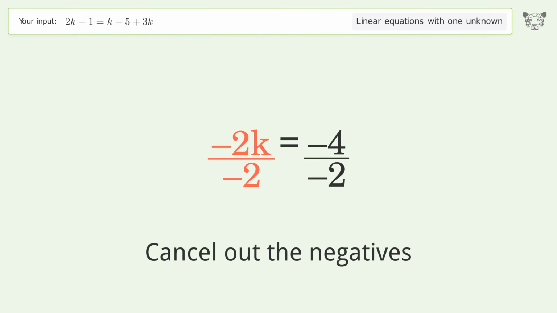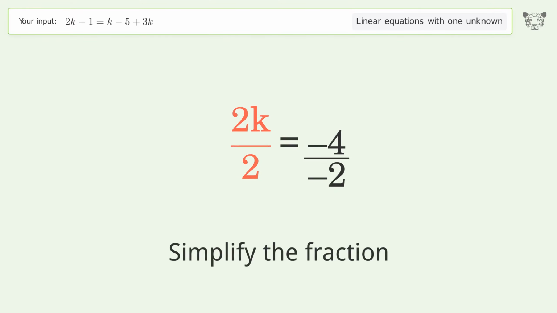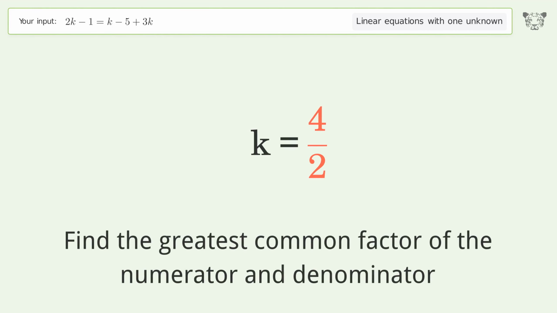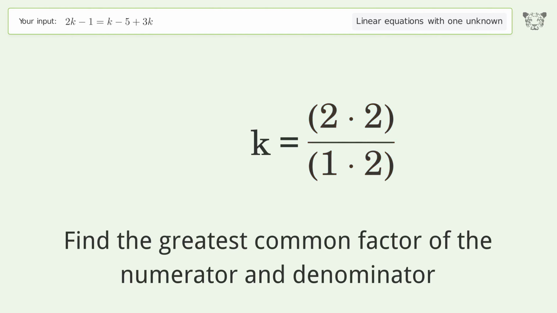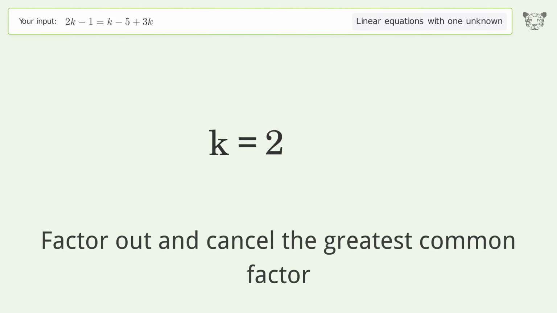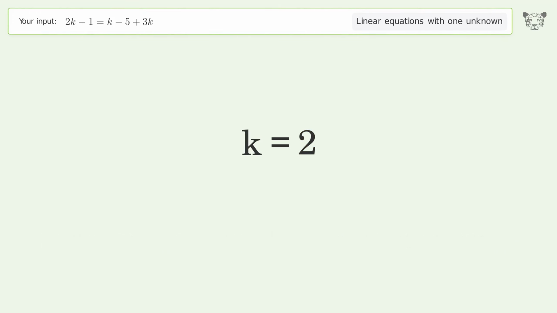Cancel out the negatives. Simplify the fraction. Cancel out the negatives. Find the greatest common factor of the numerator and denominator. Factor out and cancel the greatest common factor. And so the final result is k equals 2.